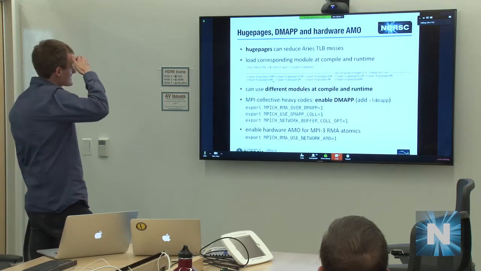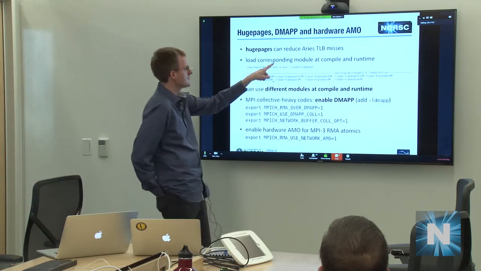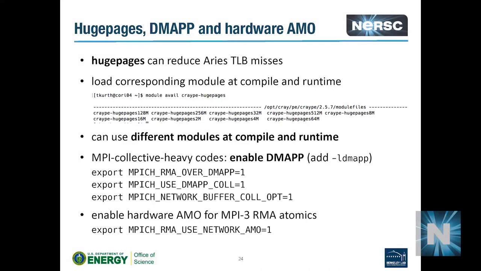So huge pages, we said it again. What they technically do, I think, is reduce translation lookaside buffer misses when it translates addresses. And how to use it? You basically load one of the huge pages modules at compile time, just one. It doesn't matter which one, right? You just need to have one loaded. And at runtime, you load the huge page module size you want. So at compile time you can load the 2 megabyte one, and at runtime you can use any other. That's nice.